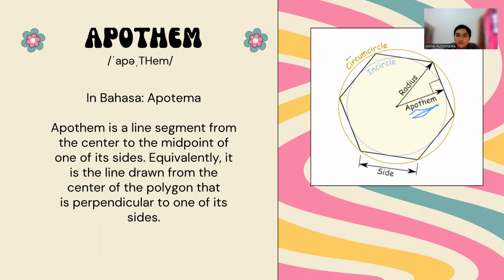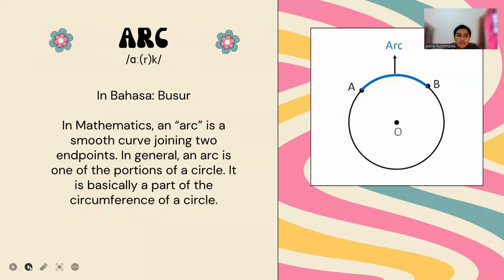Next vocabulary is arc. In Indonesian, we say busur. In mathematics, an arc is a smooth curve joining two endpoints. In general, an arc is one of the portions of a circle. It is basically a part of the circumference of a circle. And this is an example of an arc from point A to point B. This is arc.